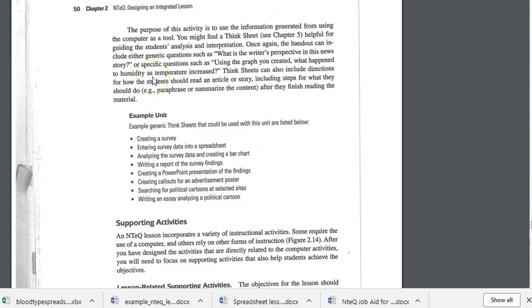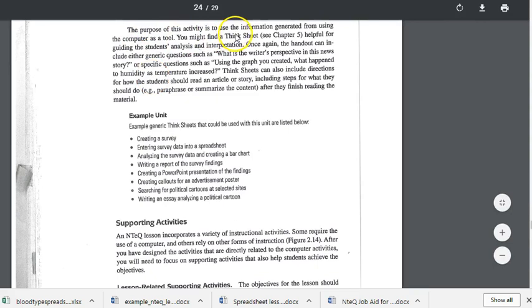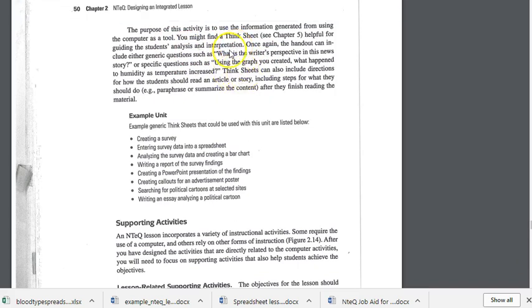And when thinking about after the computer, the purpose of this part is to use the information generated from using your computer as a tool. So you could include in your think sheet, again, the handout could have either generic questions, if they're analyzing or interpreting some piece of writing, what was the writer's perspective in this news story, or you could have specific questions using the graph that you created. What happened to the humidity as the temperature increased?